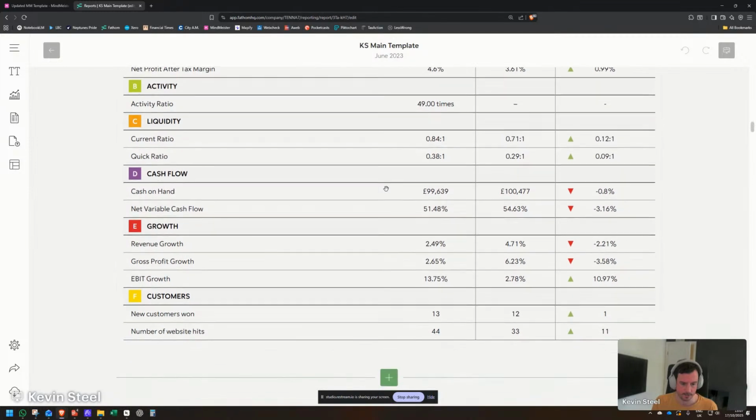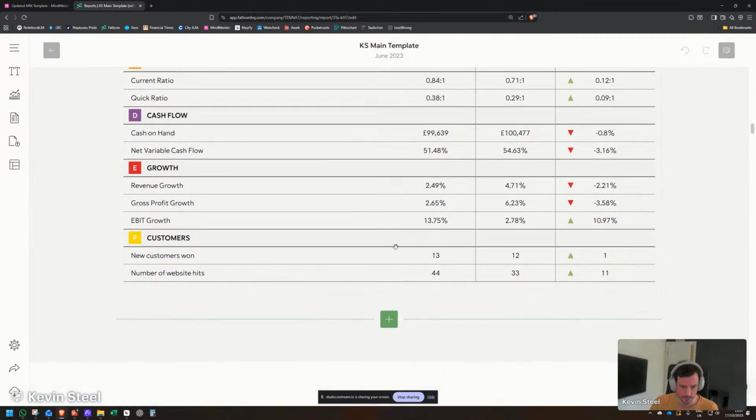And that's a good thing about Fathom. It can pull through any sources of non-financial data we want. So you can see down the bottom here, randomly, we have customers, so new customers, one, and number of website hits. In a full version of this, we would speak to the operations department.